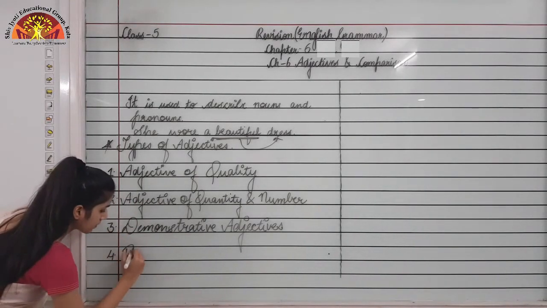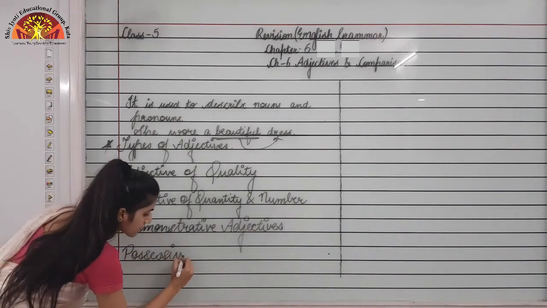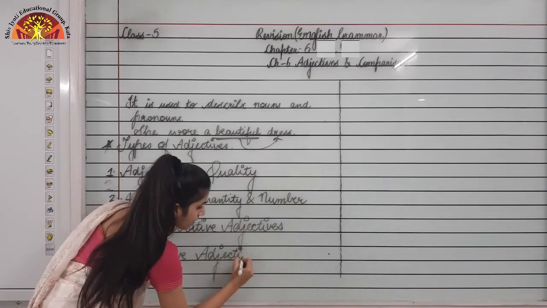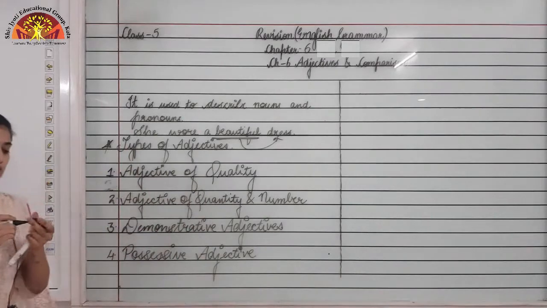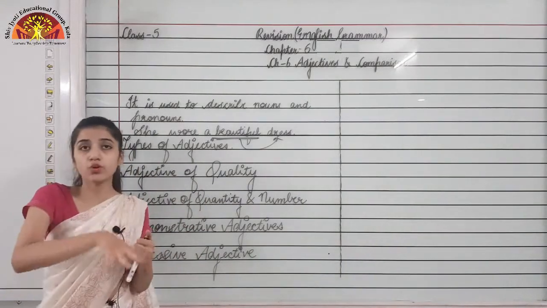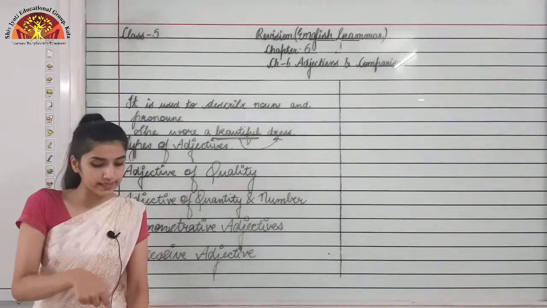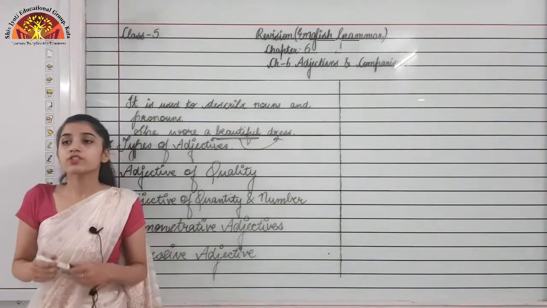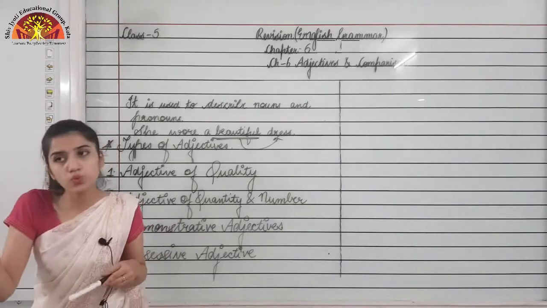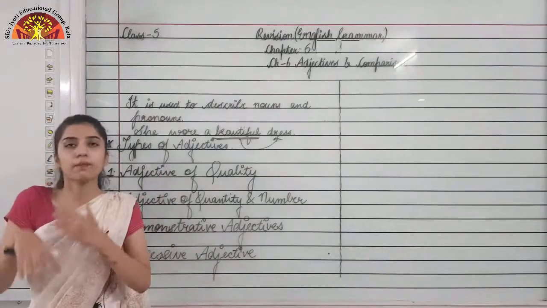Fourth one is possessive adjective. Okay, so what does a possessive adjective show? It shows possession of something. You can find it on page number 26 of your book. If you have to find a possessive adjective, you have to question it with whose, because we are showing the possession or belonging of something over here.